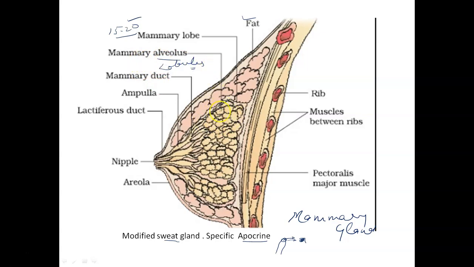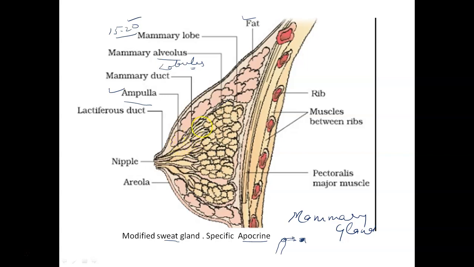Now here the milk secretion is there. These lobules, also known as alveoli, secrete milk, and this milk is drained by a separate duct. When it is formed or secreted, it will be temporarily stored by the ampulla region. So here is the swollen ampulla region.